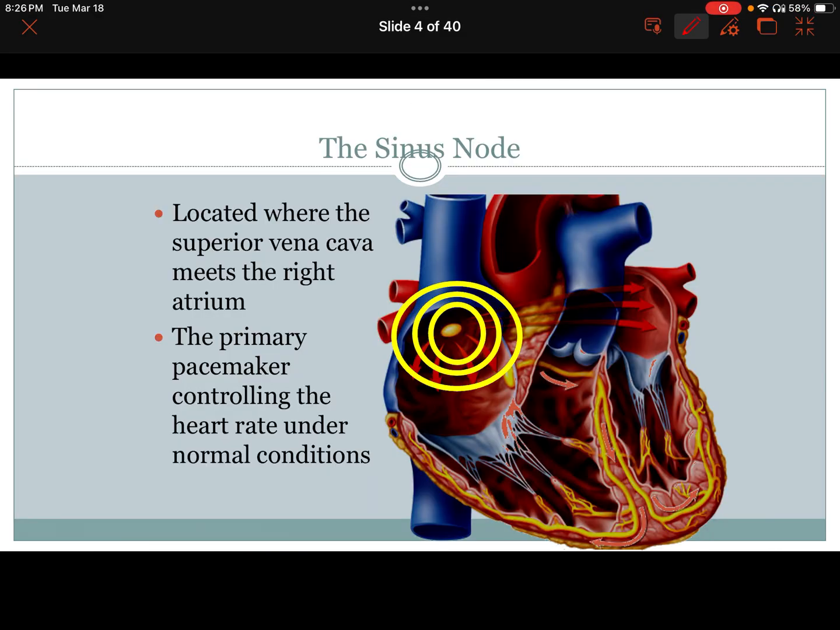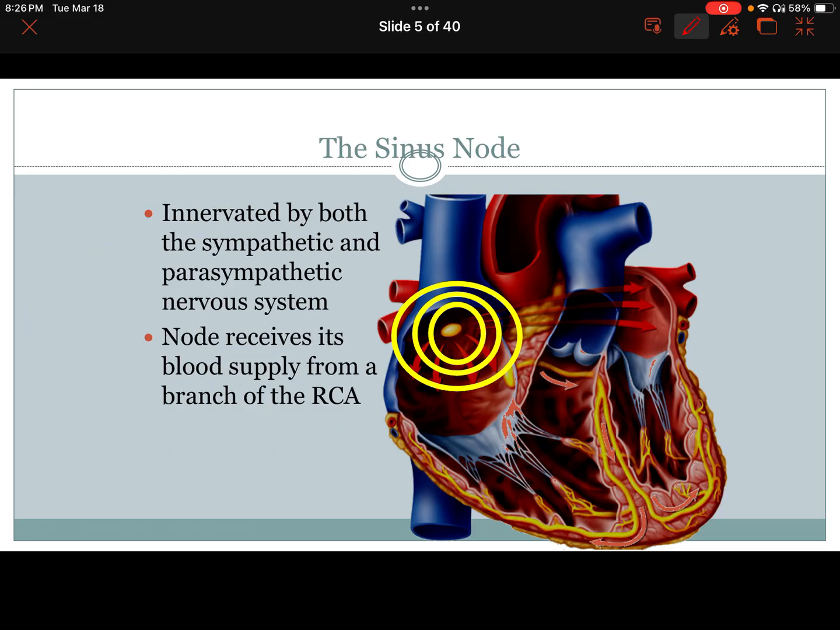And when we talk about the SA node, we did say it meets up here at the top of the right atria. It's close to the superior vena cava, and it is considered the primary pacemaker site. So it will control the heart rate. It should be 60 to 100 beats per minute. That's what's normal for it. But we can manipulate this number, and that's what we're going to look at next.